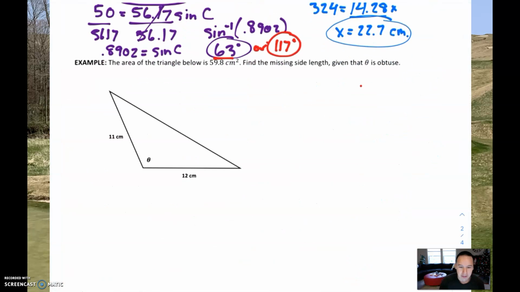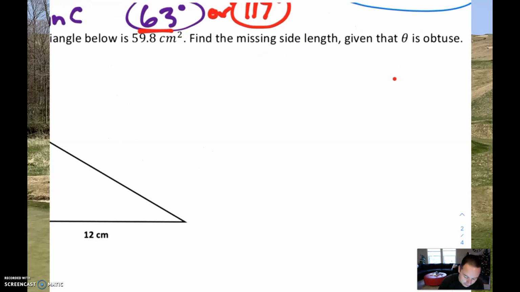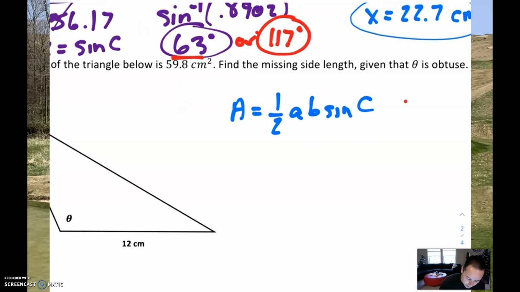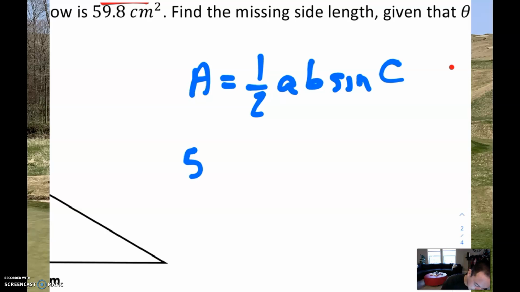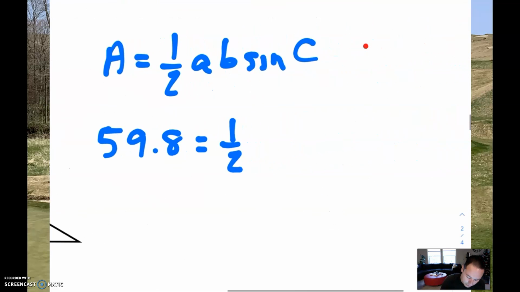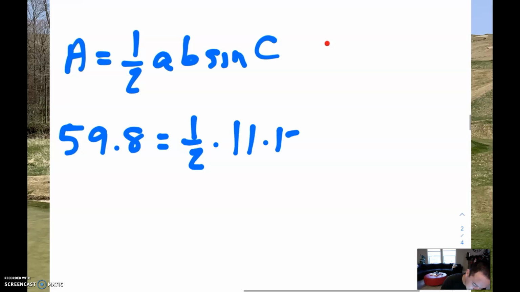One last example, and this is going to be more similar to what's on your assignment for this week. The area of the triangle is 59.8. Find the missing side length given that theta is obtuse. So a lot of stuff going on here. We have area equals 1/2 AB sine of C. If we know that the area is 59.8 equals 1/2, then we look at our triangle. Our A and our B are 11 and 12. So times 11 times 12 times sine of C.